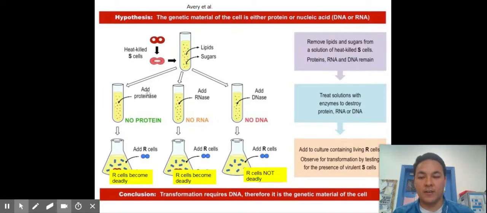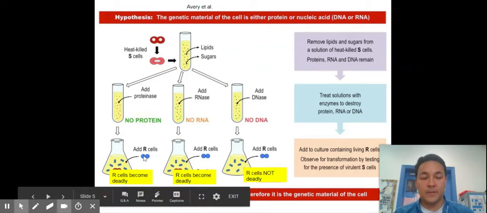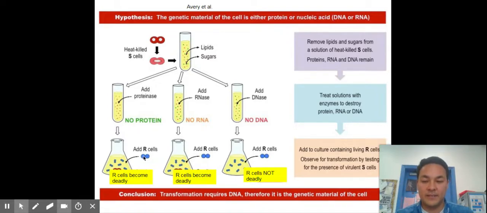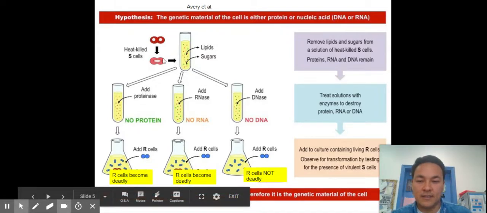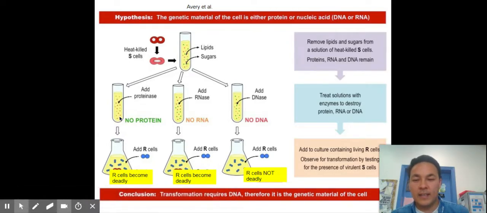So here, they take out all the proteins. They add proteinase, all right? It breaks down proteins. They then add R cells. Remember, those are the ones that are non-virulent or non-harmful, and the R cells become deadly. So if you look at this, the claim is that protein does not cause transformation. The evidence is that when you take out the protein, the R cells still become deadly. If protein was the transforming factor, then the R cells would not have become deadly because you took away the item that changed them. Same thing for RNA.